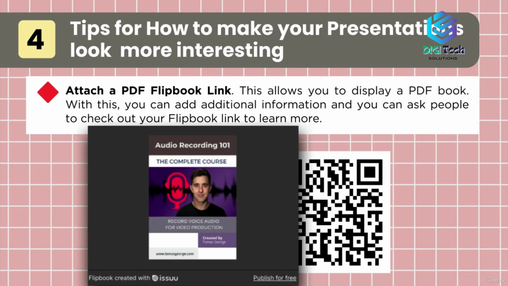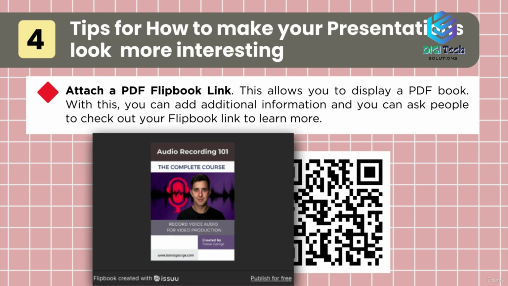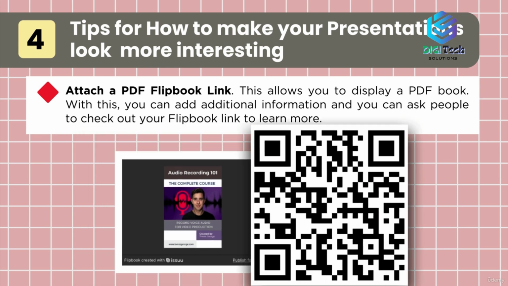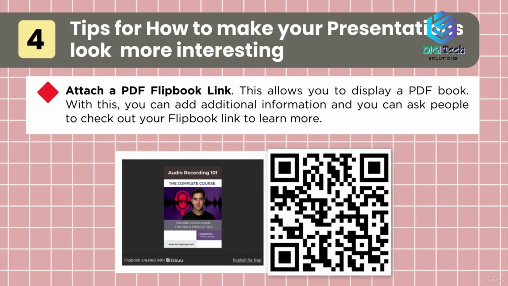This allows you to display a PDF book. With this, you can add additional information, and you can ask people to check out your flipbook link to learn more. You can also include a QR code link to issuu.com, like this example here. With this, people can open their phone's camera and access the link through a QR code.